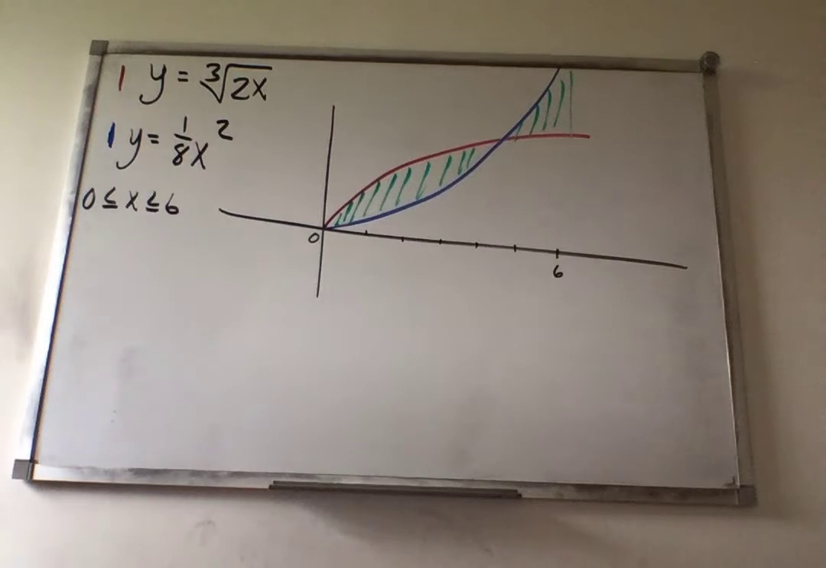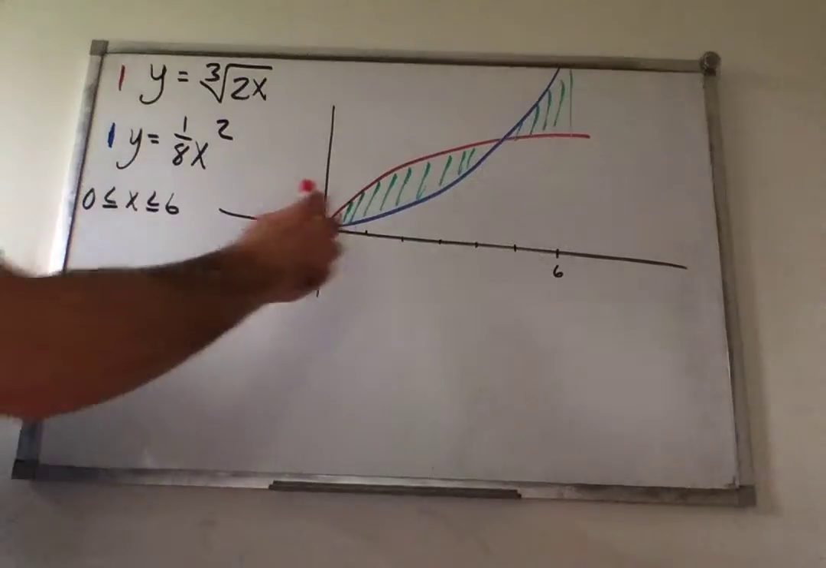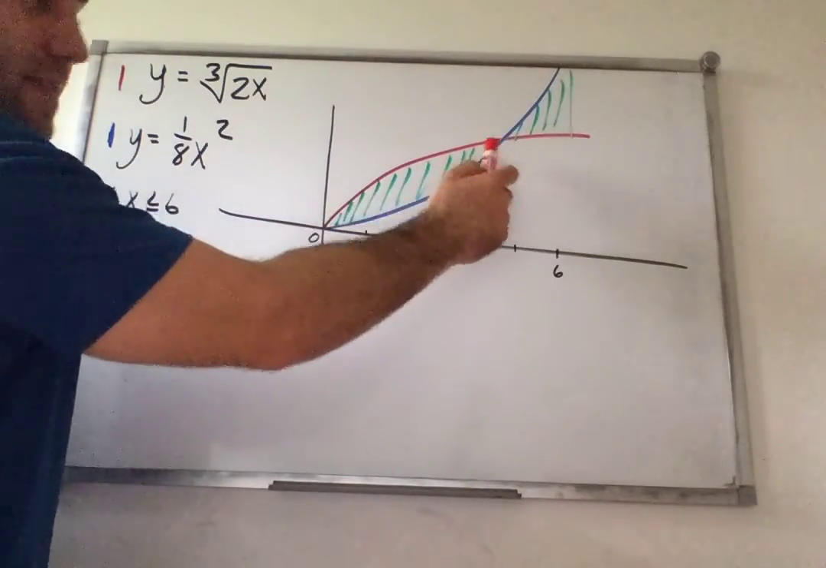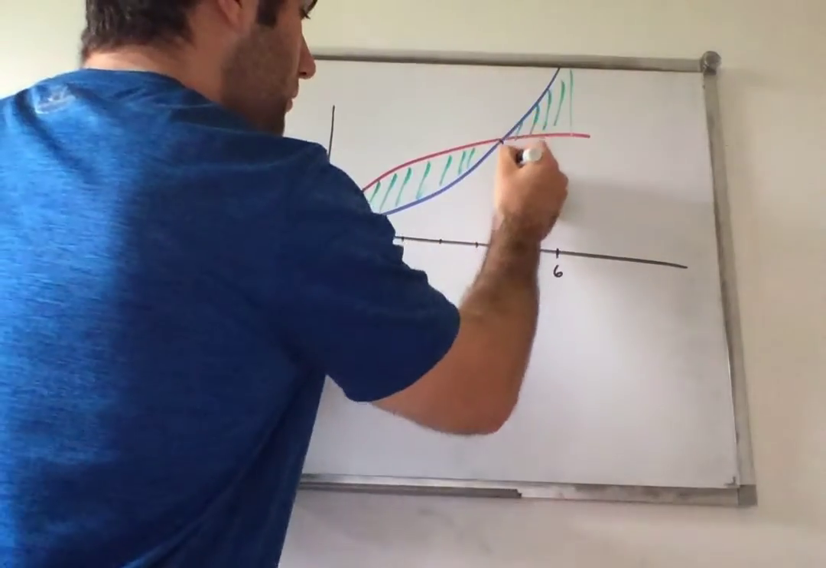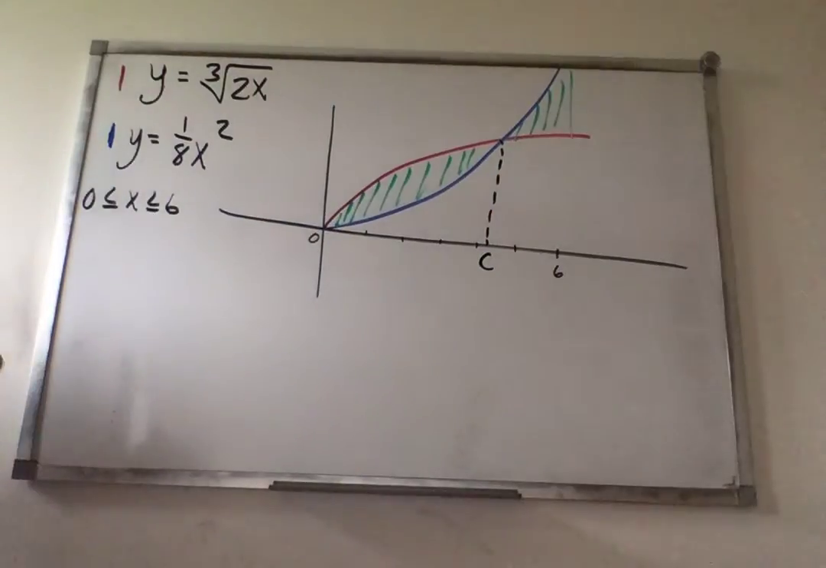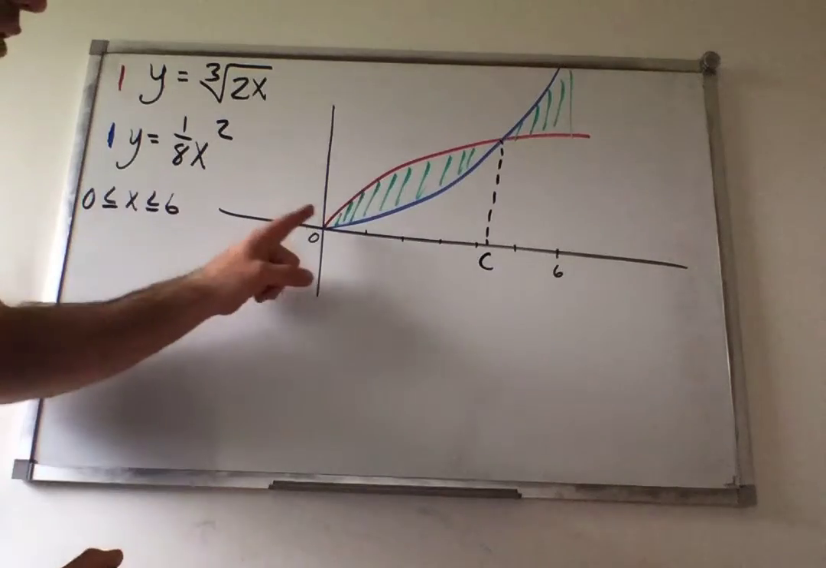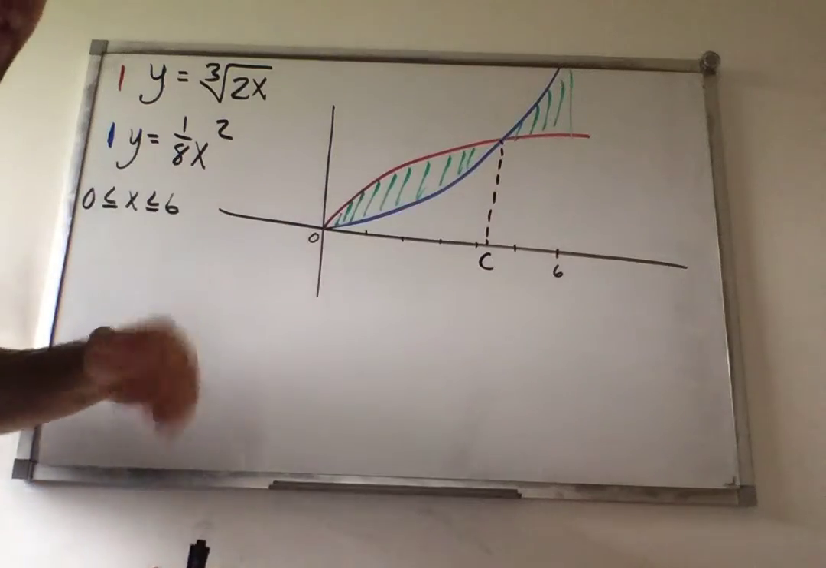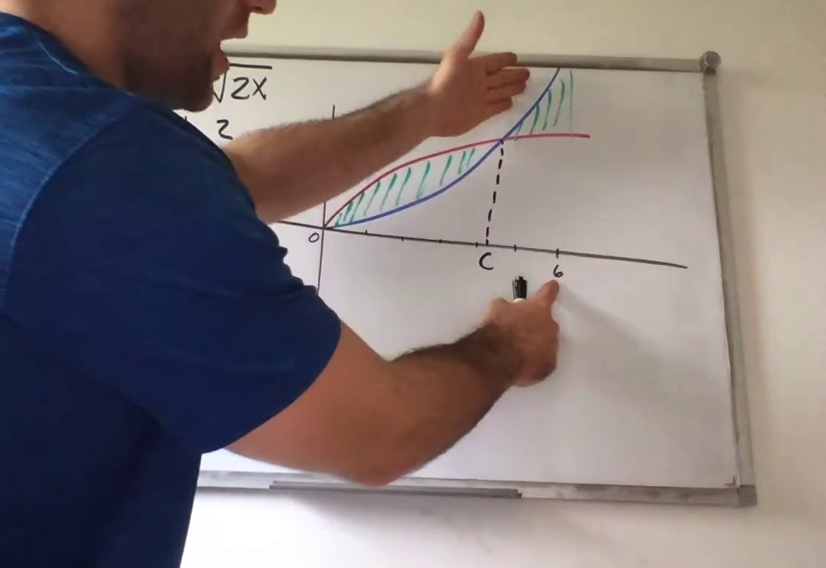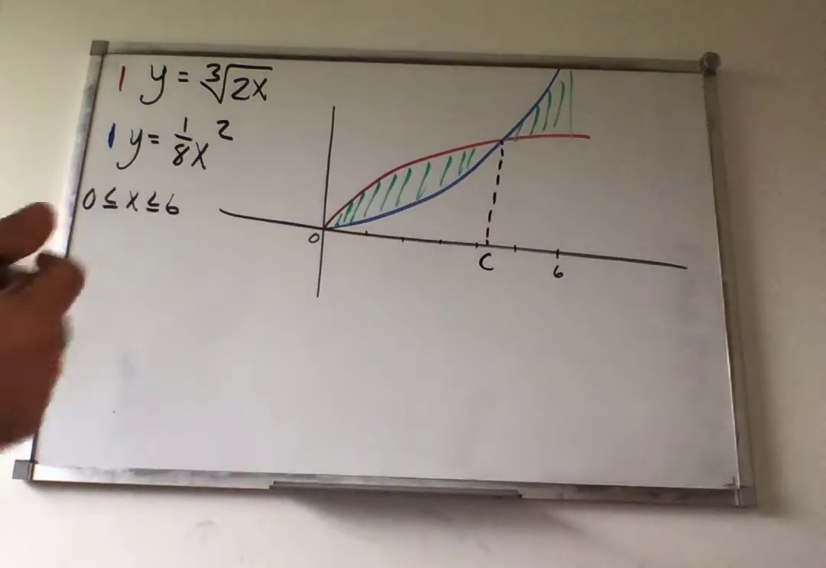So this is like our case 3 with the areas. We've got an upper curve and a lower curve, and then we've got a point. We can call this point C. We need to find that intersection point, because what we're going to do is break the integral up into two separate integrals. One integral going from 0 to C, upper curve minus lower curve. The other integral from C to 6, upper curve minus lower curve. So let's first find our C value.